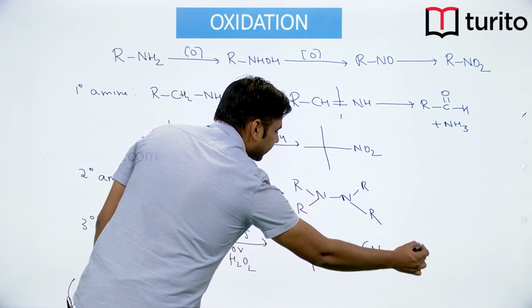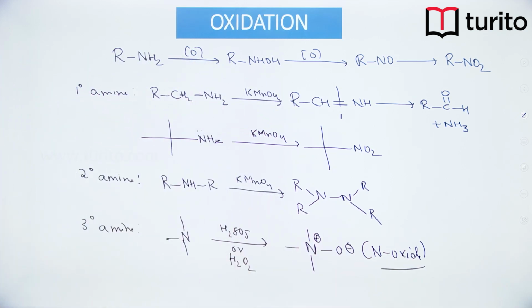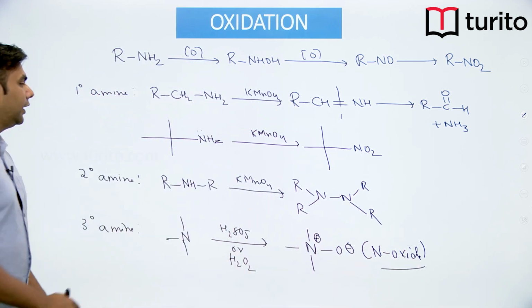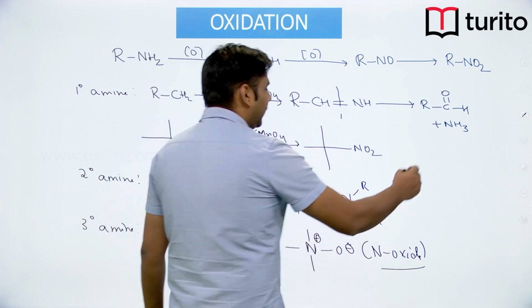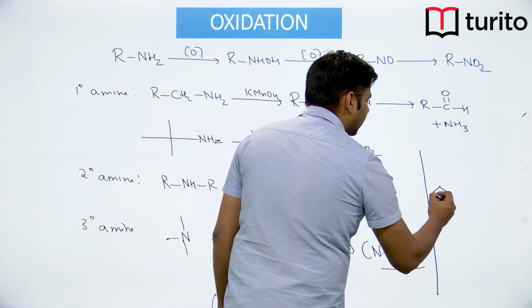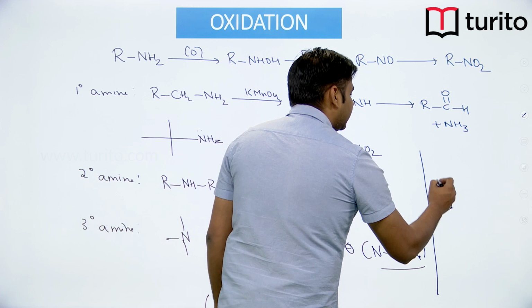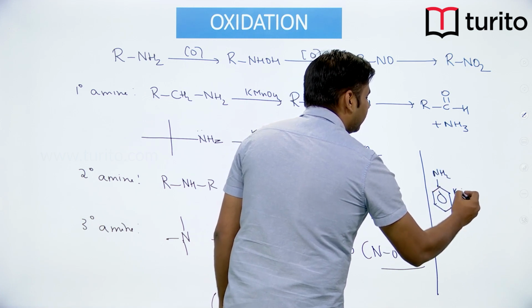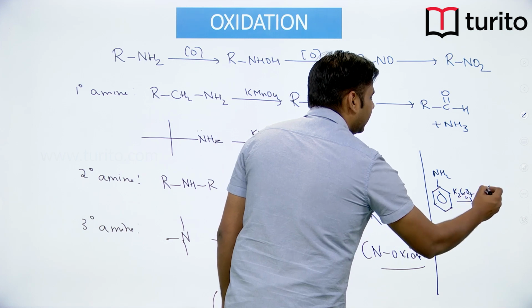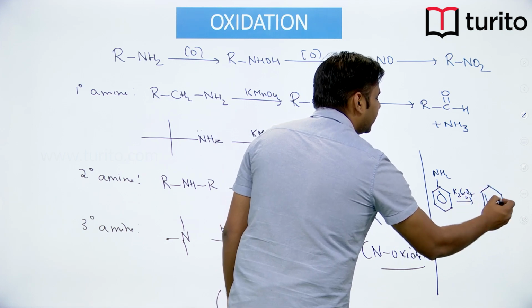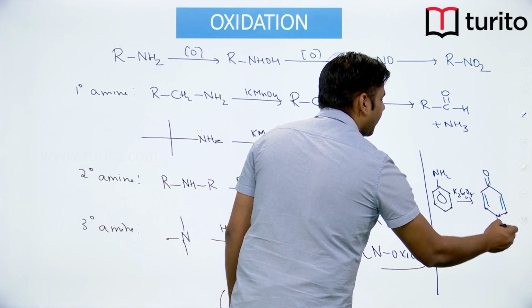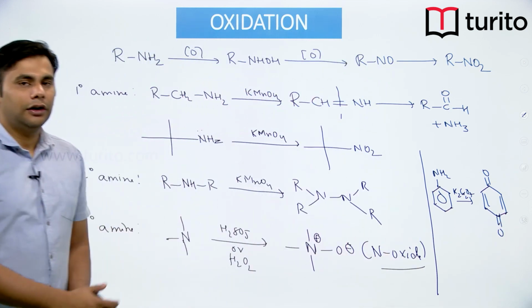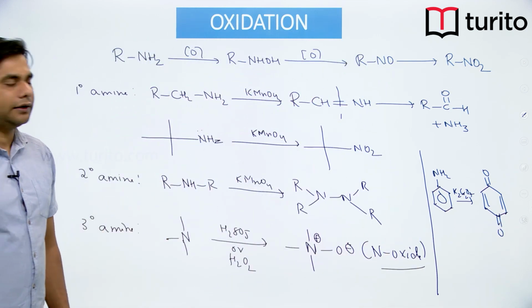So I hope these reactions are clear to you. This is basically the oxidation of amine. Now if you look at the oxidation of aniline, if you take aniline in air, just like phenol, it oxidizes in presence of K2Cr2O7 into a benzoquinone, which can further complex with NH2 and form a black tar, okay.